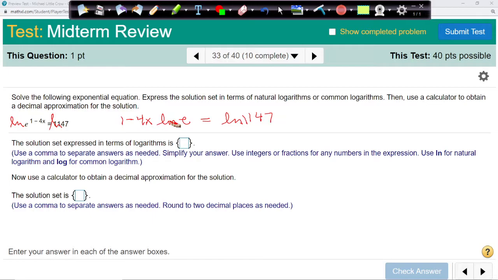1147. Now the natural log of e is equal to 1. Natural log of e is 1. So we get 1 minus 4x equals natural log of 1147. So we solve for x. Subtract 1 from both sides. You get negative 4x equals natural log of 1147 minus 1, and then divide everything by negative 4, right, both sides.